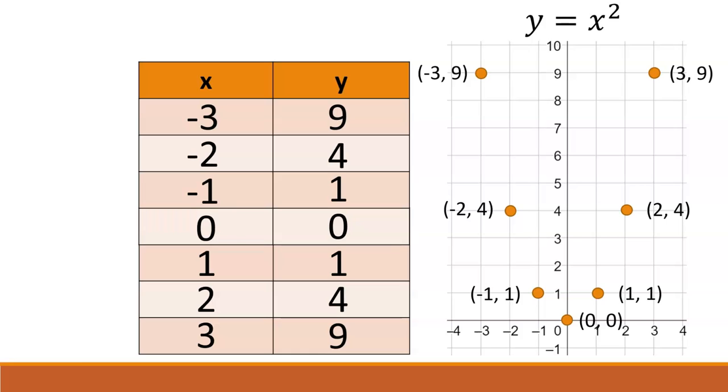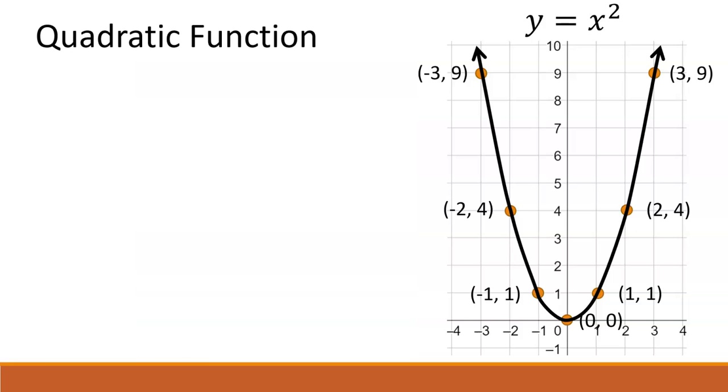That's a very distinctive shape. In fact, that shape is the shape we expect to see for any quadratic function. The graph of a quadratic function is called a parabola. This one is the graph of y equals x squared, which is considered the parent function for all quadratic functions.